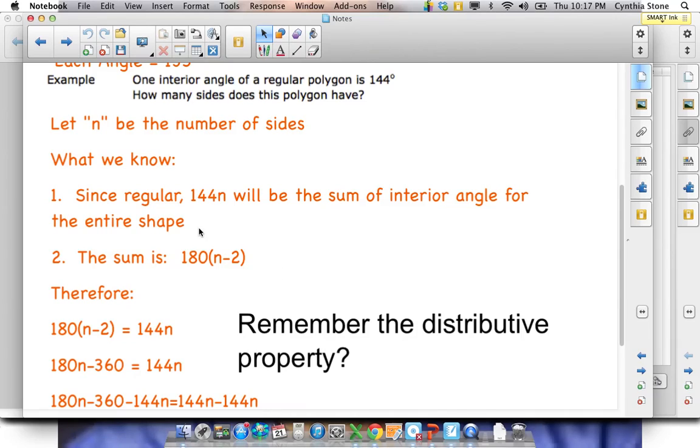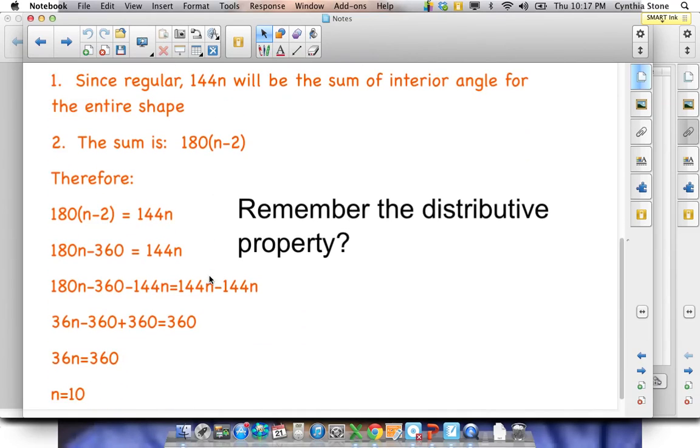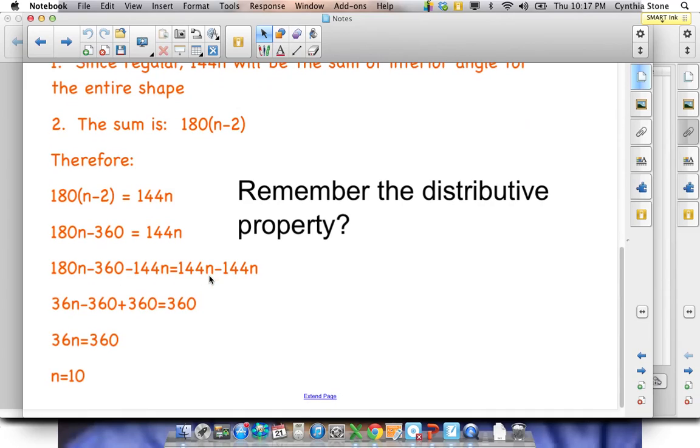The other thing we know though is the general rule. So we know that it has to be 144 times n because each one is 144 and n is the number of angles. Well, the sum is 180 times n minus 2. That's just the rule all the time. So that means these two things are equal to each other. You can equate them right here, and we're going to solve for n.